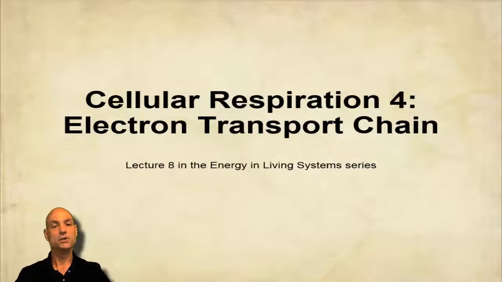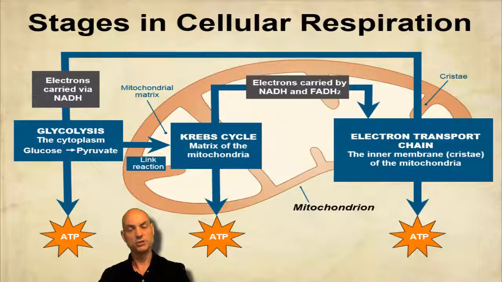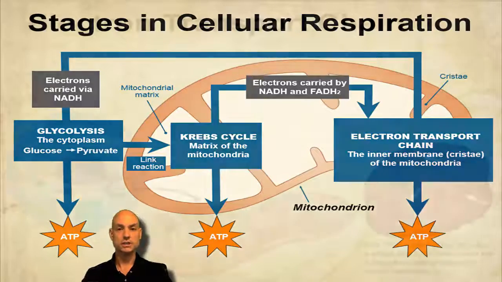Everybody, here we go with lecture number 8 in the Energy and Living Systems series. This is Cellular Respiration Part 4, the electron transport chain. And as I mentioned before, this is really where the money comes from for cellular respiration, producing a ton of ATP.